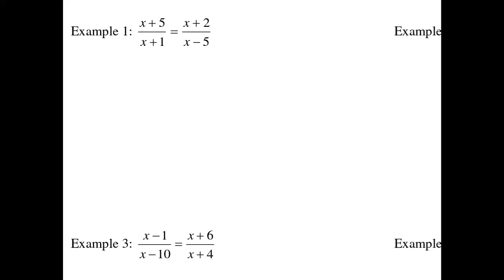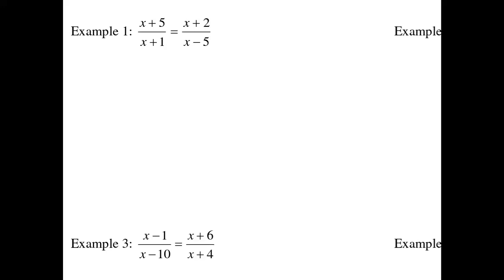And give yourself lots of space here to write because these are potentially going to take up a lot of space. All right, so first and foremost, we want to factor. Good news for us, x plus 1 and x minus 5 in the denominator already factored. So we don't have to worry about that for this one. Step 2 is going to be to find the domain restrictions.